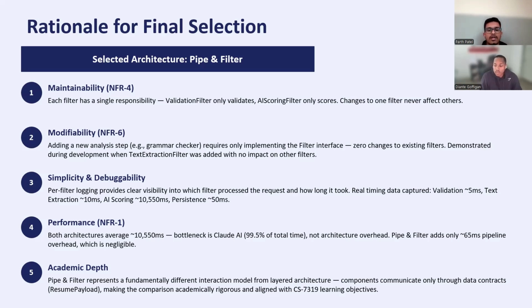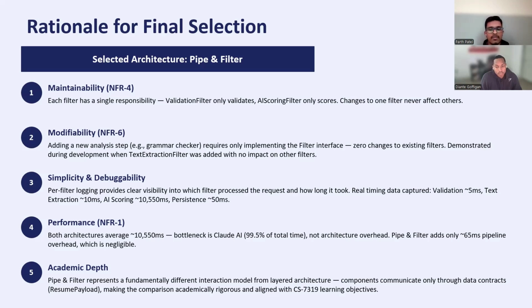Third would be debuggability. Our real timing data shows exactly how long each filter takes. Validation takes 5 milliseconds, text extraction takes almost 10 milliseconds, and AI scoring takes almost 10,000 milliseconds. Persistence takes almost 50 milliseconds. So this per filter visibility is a direct advantage.